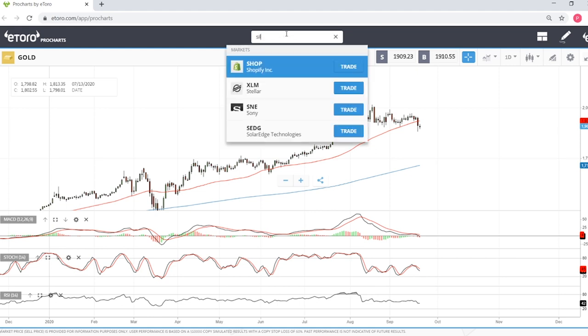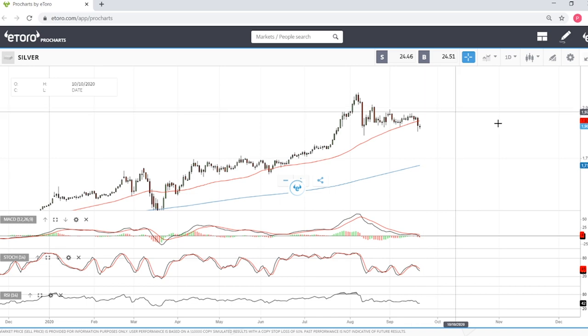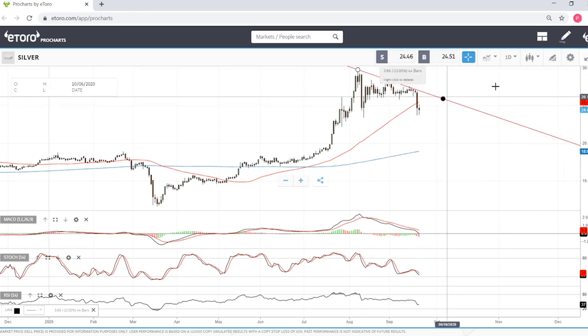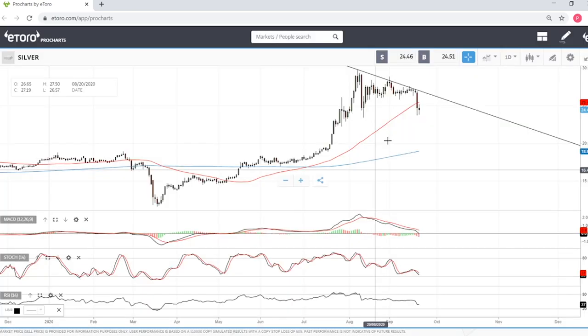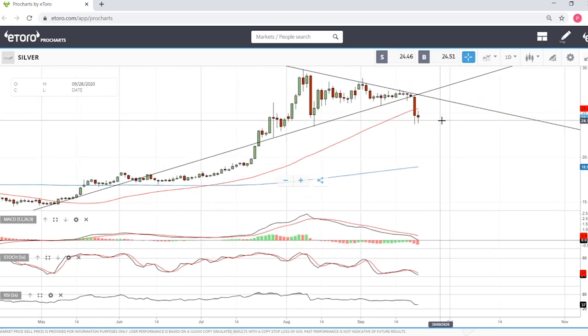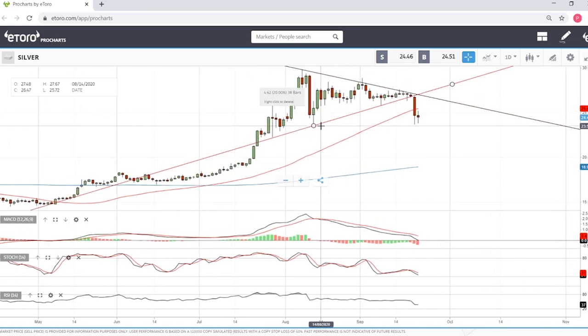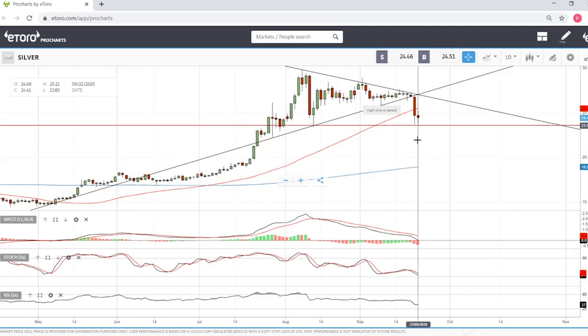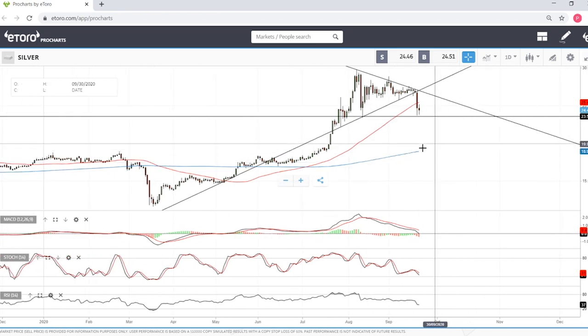So if you look at silver, the same case here, similar to gold. We broke through the triangle yesterday, and at this moment we are trading underneath the 50 moving average. It looks like 23 is acting as support. If we break this support line of $23, then we'll go all the way down to 22 and probably down to $20.